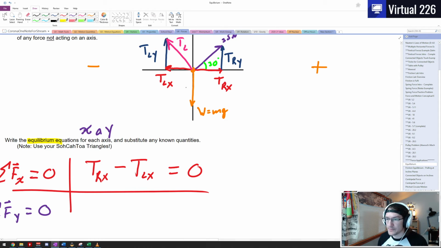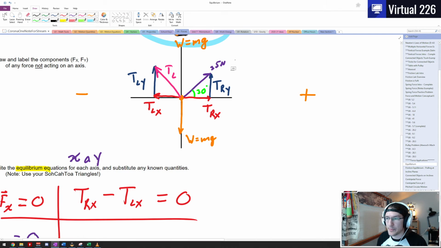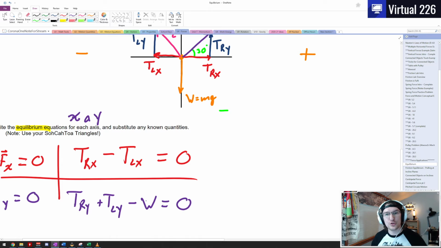For our y direction, let's say up is positive and down negative. Both the tension from the right in the y direction and tension from the left in the y direction are positive. So we could say the tension right y plus tension left y minus the weight, since it's acting down, equals 0. So those are our two equations that we can actually set up here.